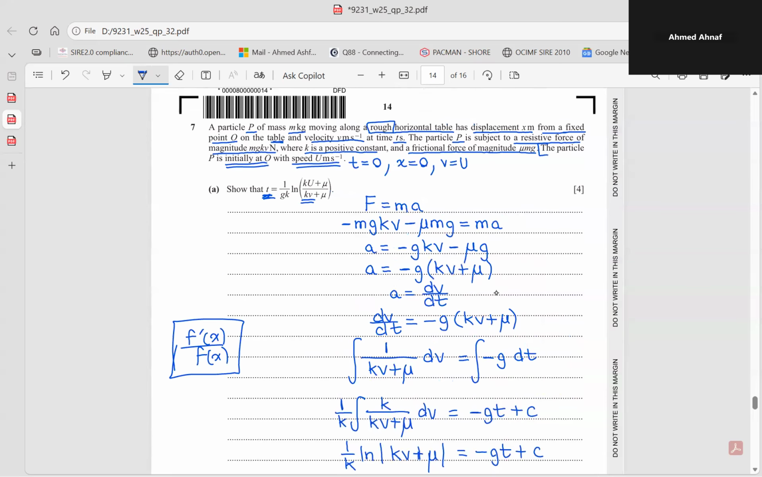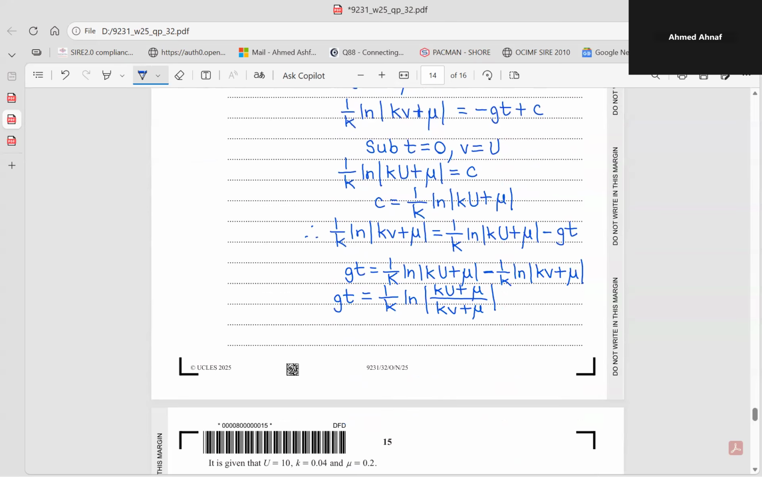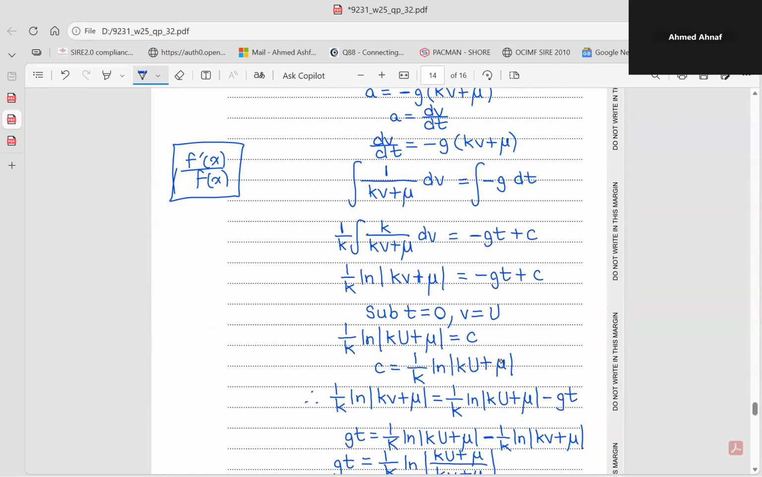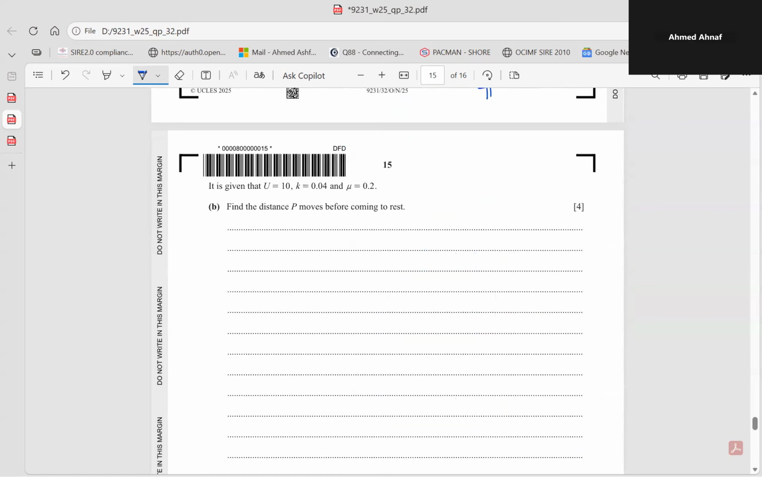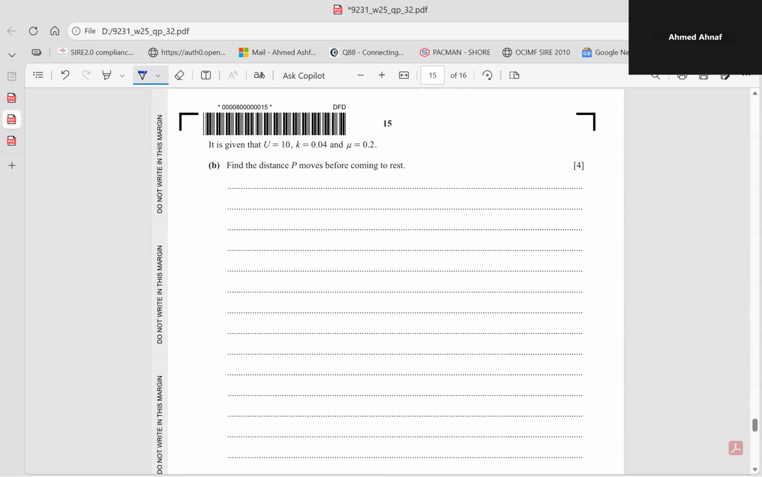Let's see if that's close to the form. Okay, that's good. To get t, just divide both sides by g, and you'll get t equals 1 over gk ln of k big U plus mu over kv plus mu. So we can write this as the exact expression that we had to show. So this would be our final answer for the first part. Let's move on to the next part.